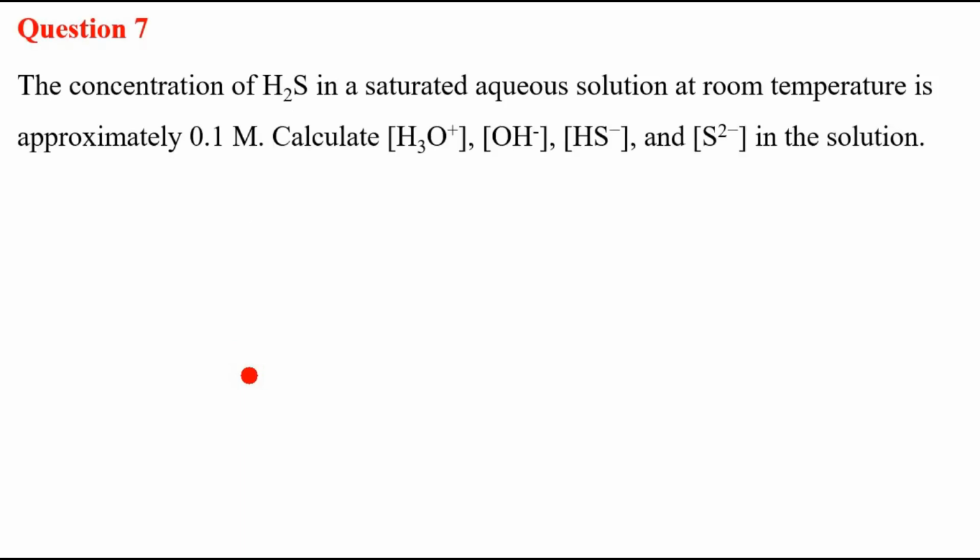Let's go to question 7. Question 7 says the concentration of H2S in a saturated aqueous solution at room temperature is approximately 0.1 molar. Then calculate the H plus, the hydroxide, the HS minus, and the S2 minus in the solution. So it's the same. Because we have a diprotic acid, we have two dissociations. We are also given the Ka1 and the Ka2. It was given in the question. Let's first go to the answer.